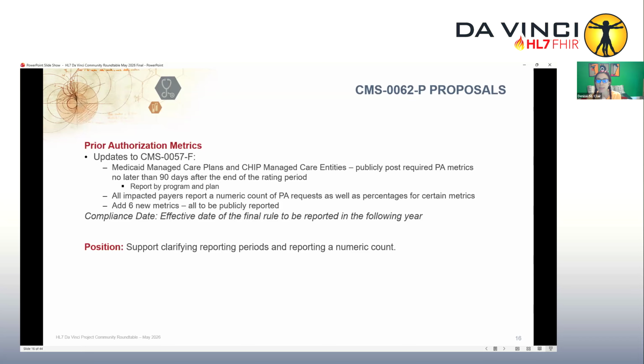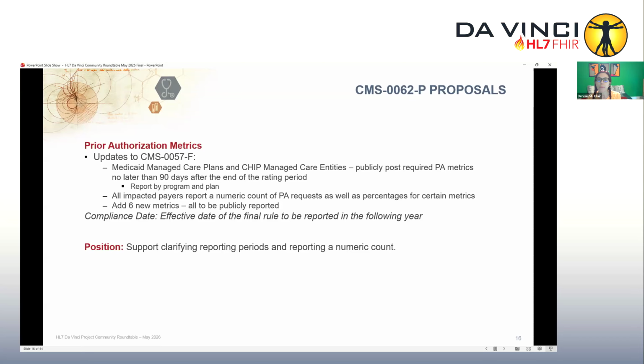They do some clarifying on the reporting timeline. So for instance, it was, by March 15th, you have to report, because the calendar year is January 1 to December 31st. You get a few months and then you report the data. That makes perfect sense for, say, an MA plan or an issuer on the exchanges. It didn't make as much sense for the Medicaid and CHIP plans. And so they're proposing to make it no later than 90 days after the end of a rating period. So it just makes more sense with the plan cycle. And then indicating that it should be by program and plan type for Medicaid and CHIP managed care and fee-for-service entities.